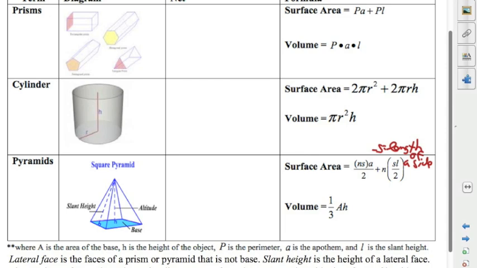Take a hexagon. This is s, and it has 6 sides. What's n times s? It's just the perimeter, right? So perimeter is just the number of sides times the side length, and that's where you get your formula PA over 2 plus PL over 2. Perimeter times apothem. S is short for the side length, and L is the slant height of a triangle.